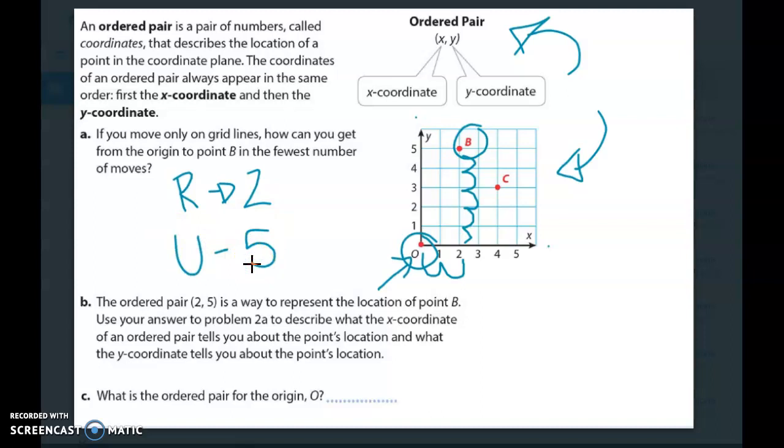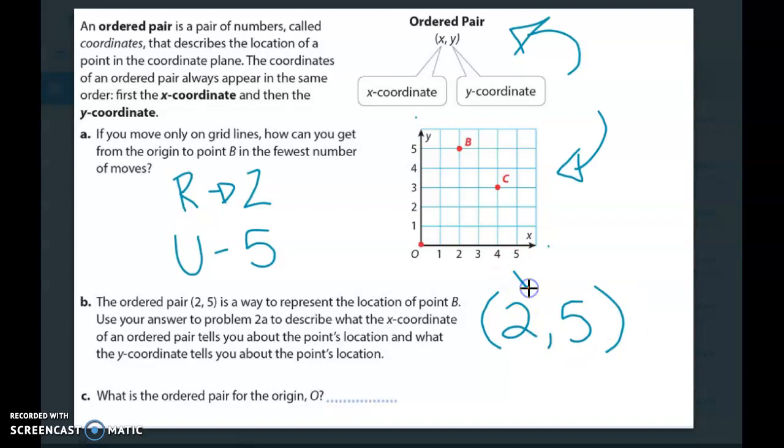Okay, so let's take a look at part B. Let me just quickly erase this stuff. The ordered pair (2, 5) is a way to represent the location of point B. So if I said, how do I get to point B? You would represent the coordinates as parentheses 2, 5. Remember this being your x, left to right, and this 5 being your y, up and down, vertical.